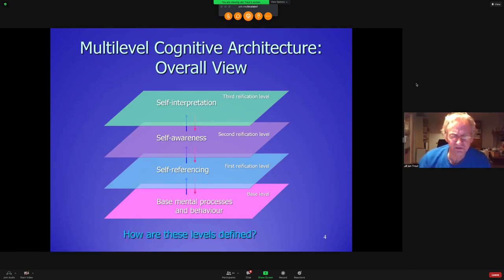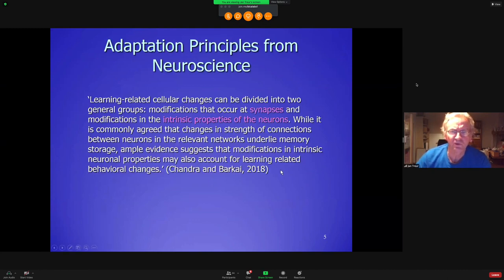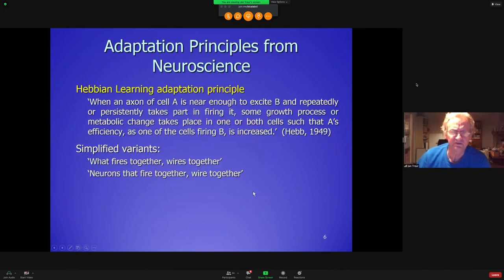So how are these levels exactly defined? At least we need some form of adaptation, because these levels influence each other. They can use information from each other, but also they can have downward connections that modify certain things. And for that, I just refer to Chandra and Barkai, who described how you can have different types of learning. There is often a lot of emphasis on synaptic learning, but there are also other learning mechanisms, like intrinsic properties of the neurons themselves. And that's also a part that we will use in this architecture.